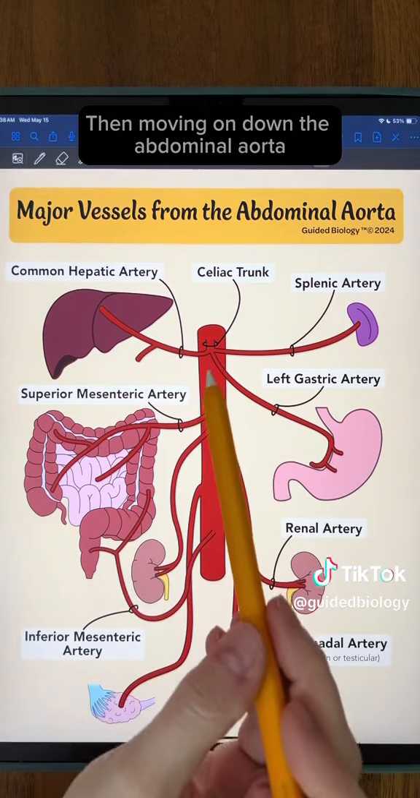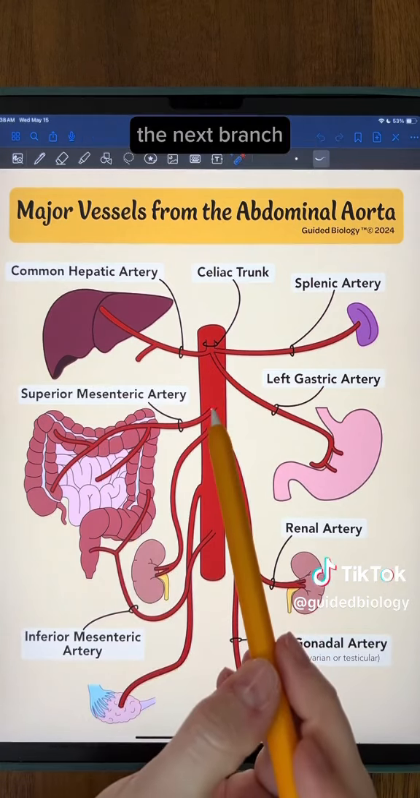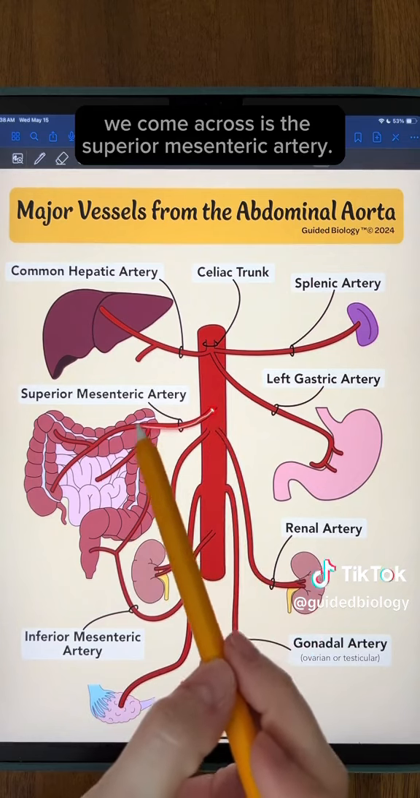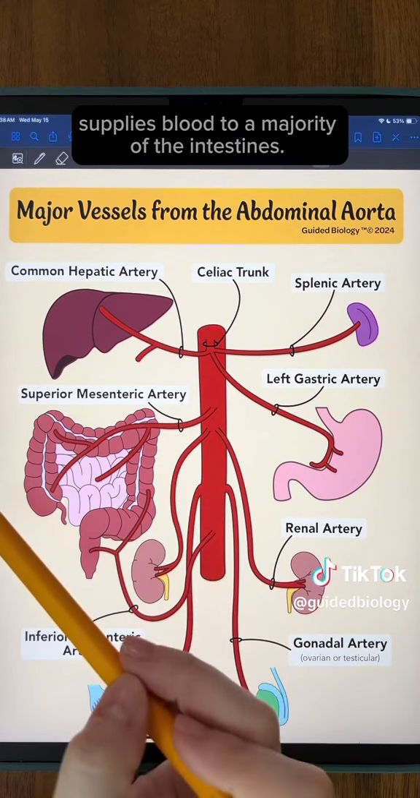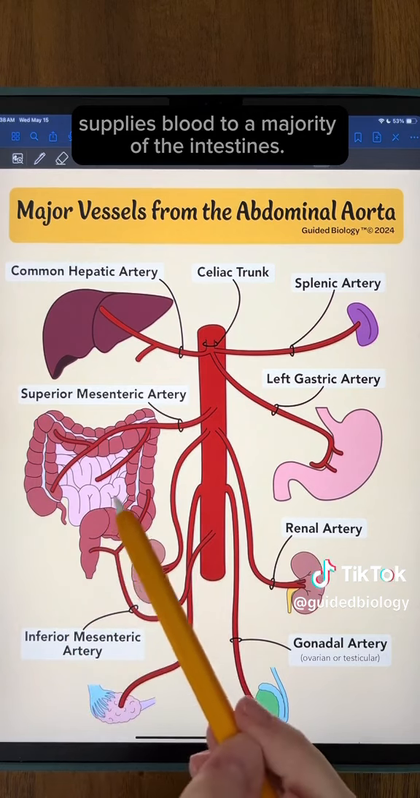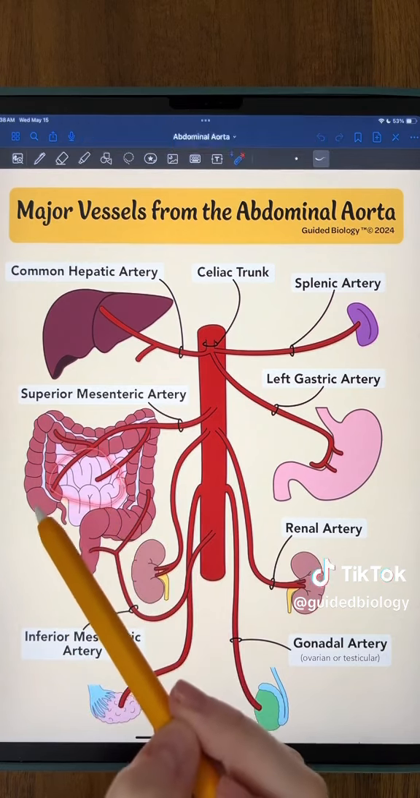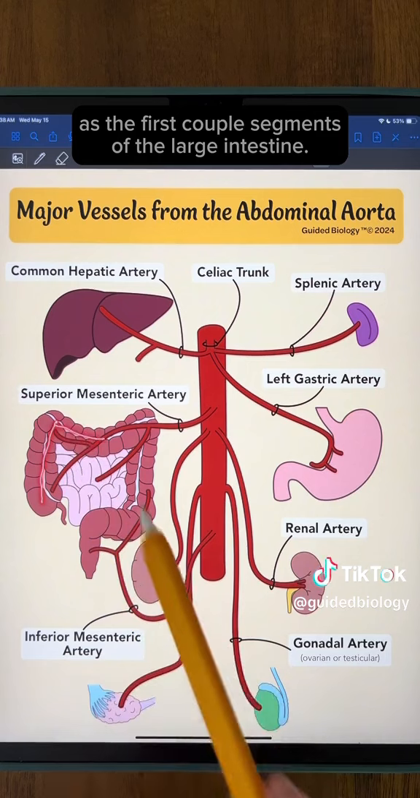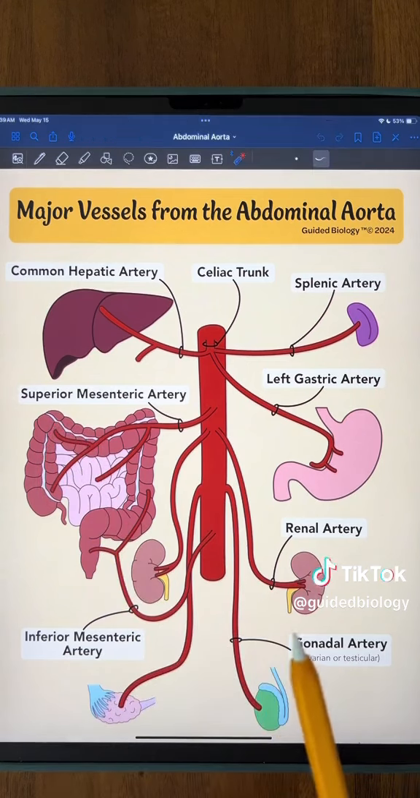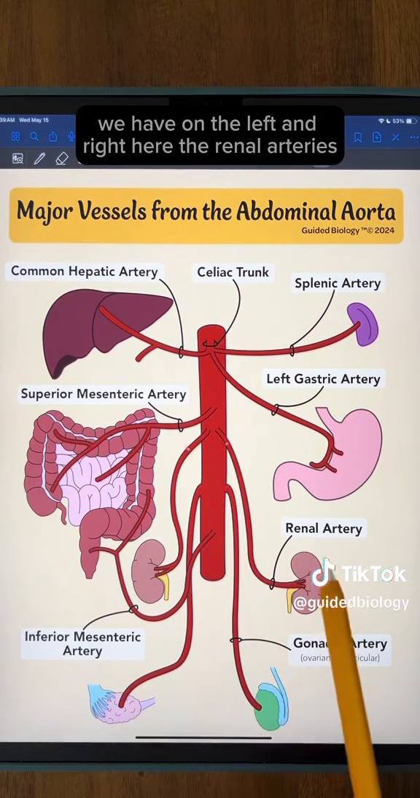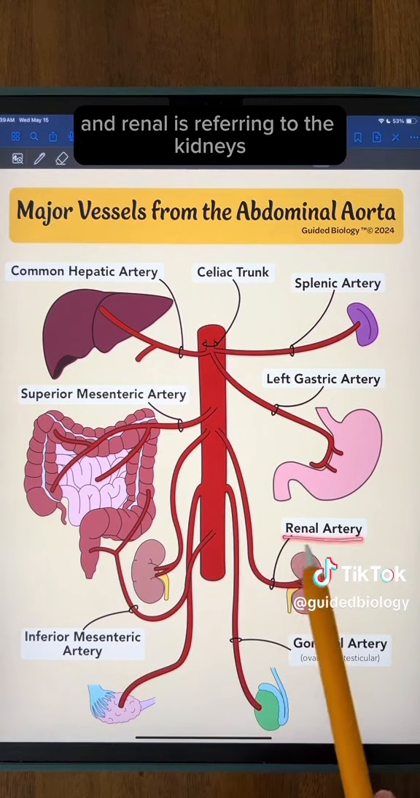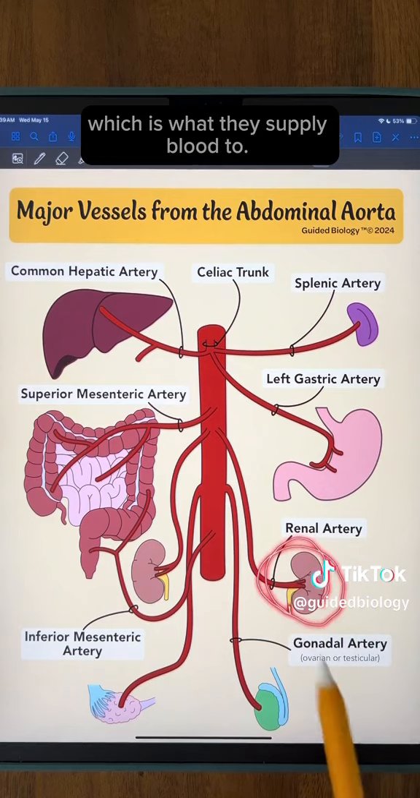Right, and then moving on down the abdominal aorta, the next branch we come across is the superior mesenteric artery. The superior mesenteric artery supplies blood to a majority of the intestines, so all of the small intestines, as well as the first couple segments of the large intestine. Right? Moving down from that, we have on the left and right here the renal arteries. And so renal is referring to the kidneys, which is what they supply blood to.